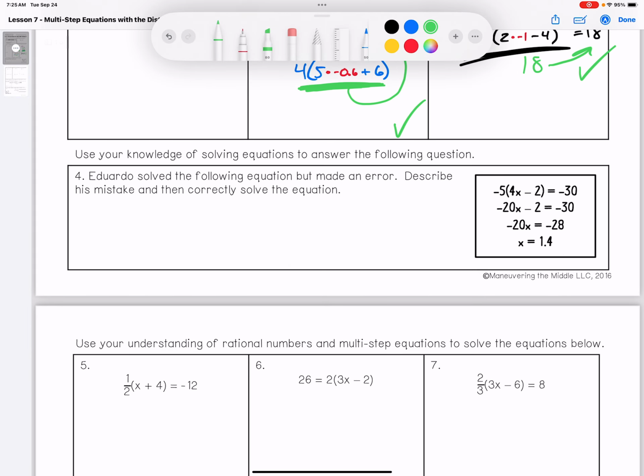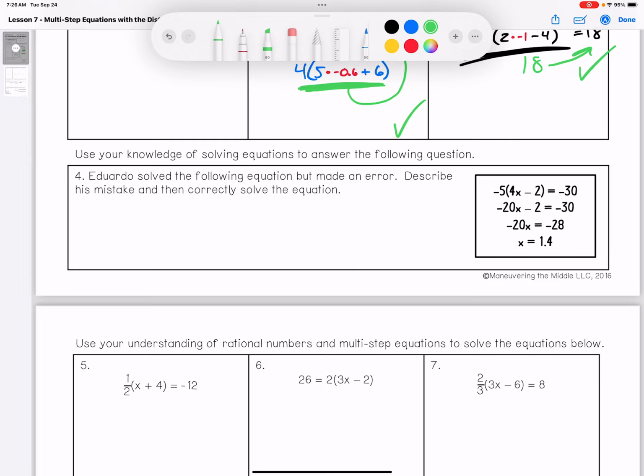Use your knowledge of solving equations to answer the following question. Eduardo solved the following equation but made an error. Describe his mistake and then correctly solve the equation. So I want each of us, I'm going to pause in just a second. I'm going to let you look at it, find the error, and then solve it. Pausing now.